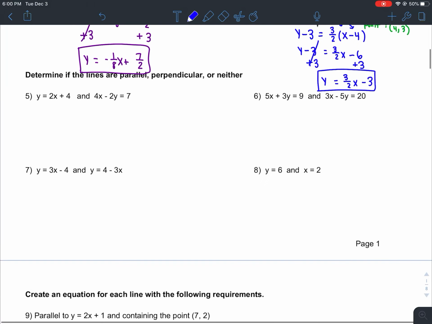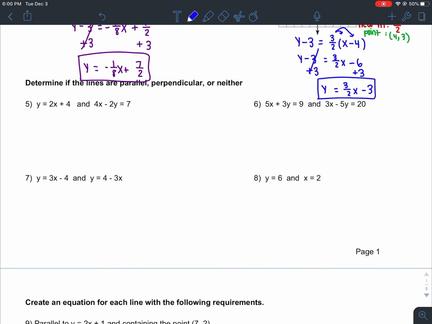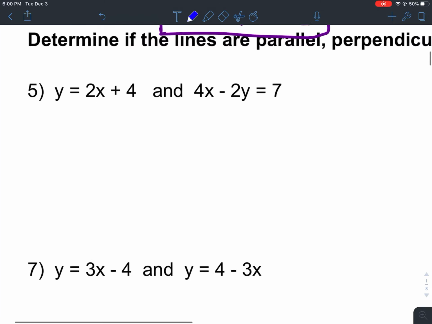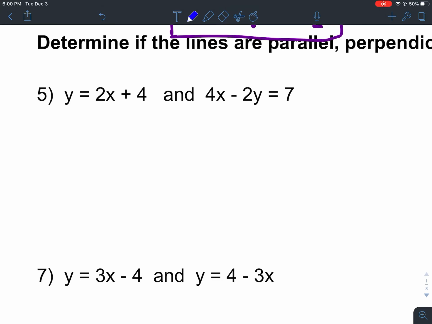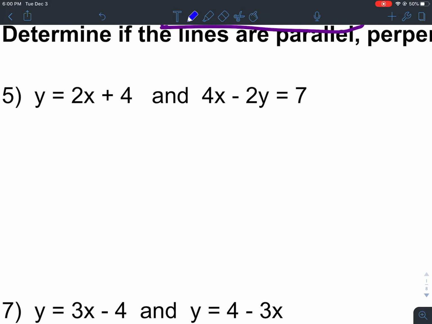All right, moving on. Determine if the lines are parallel, perpendicular, or neither. So for 5, 6, 7, 8, we're just going to examine the slopes and determine, is it parallel, is it perpendicular, or is it neither? All right, so in number 5, I'm given two equations: y equals 2x plus 4 and 4x minus 2y equals 7.